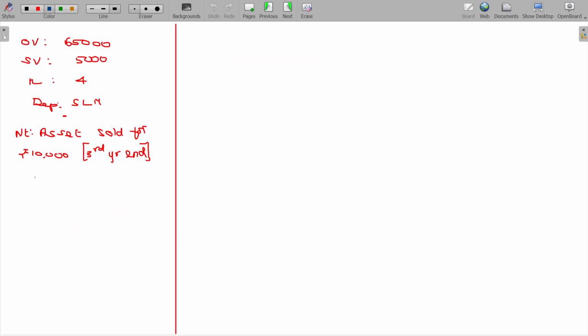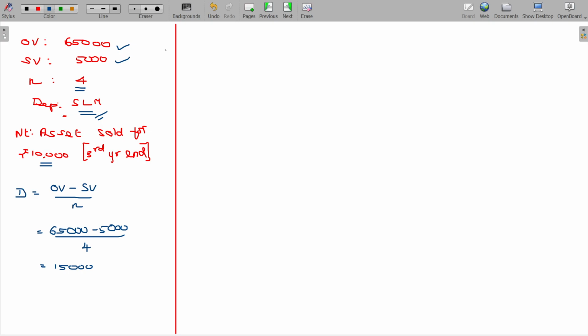Let's see here. The amount of depreciation: original value being 65,000, scrap value being 5,000, life being 4 years, and the SLM method of depreciation you have to follow. So depreciation in SLM method is original value minus scrap value by life. Original value 65,000, scrap value 5,000, life of the asset being 4, so 15,000 will be the amount of depreciation provided every year. And then the asset sold for 10,000 by the end of third year.